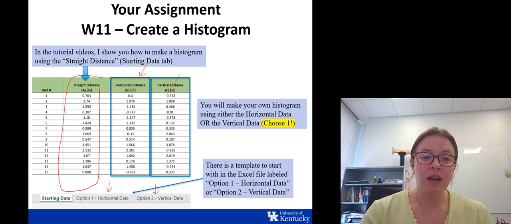But please watch the online tutorials before you attempt to make your histogram so you can see exactly how it should be formatted. All right, I'll see you soon.